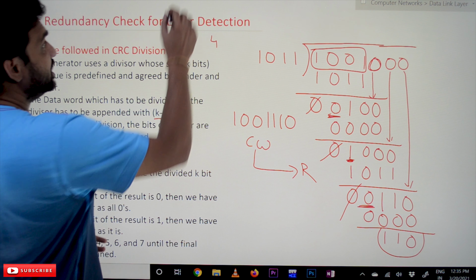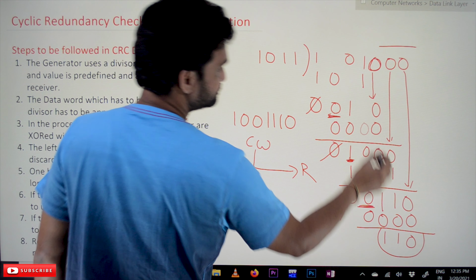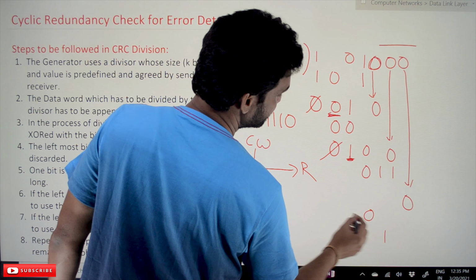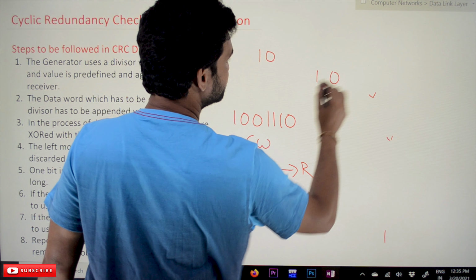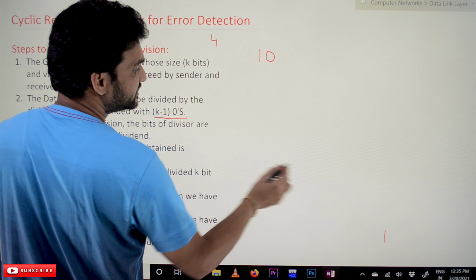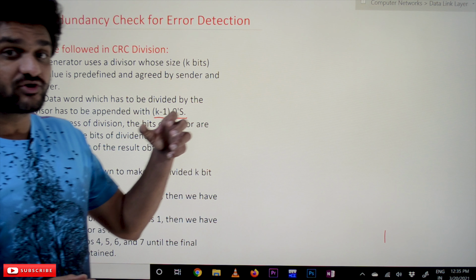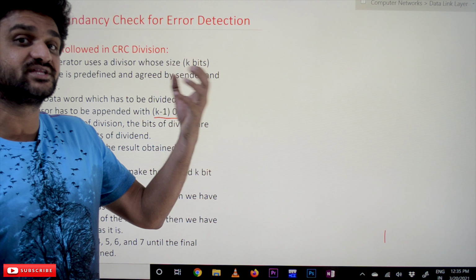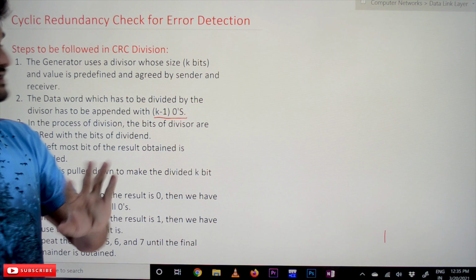Okay, so now let's try to understand the receiver part. At the receiver, if we do the same method of division and we obtain 0 as the remainder, then there are no errors. If you get a remainder other than 0, it means that there are some errors.